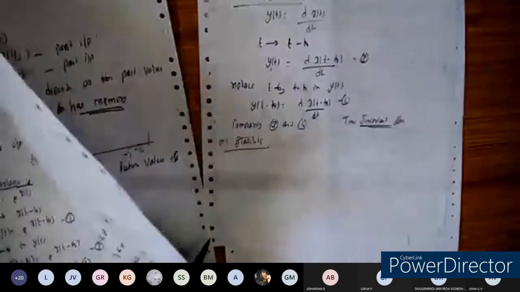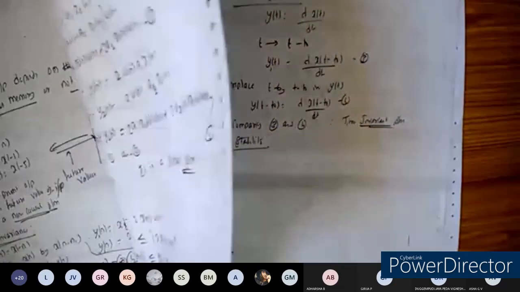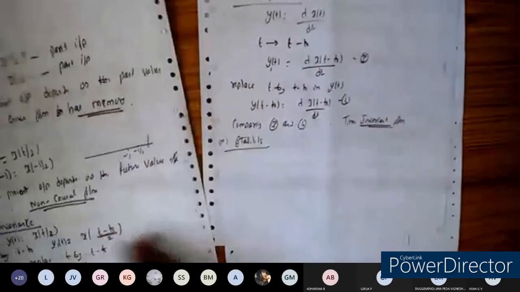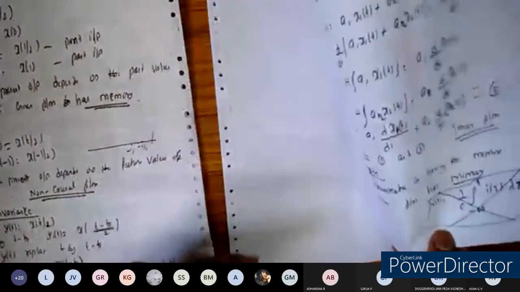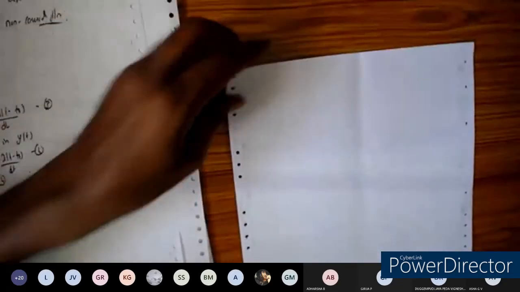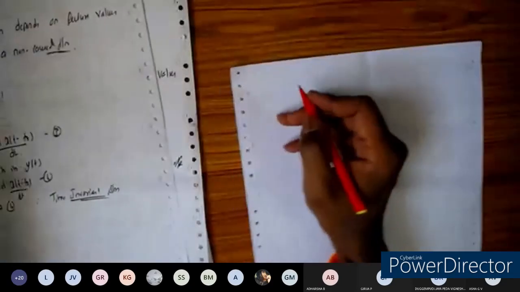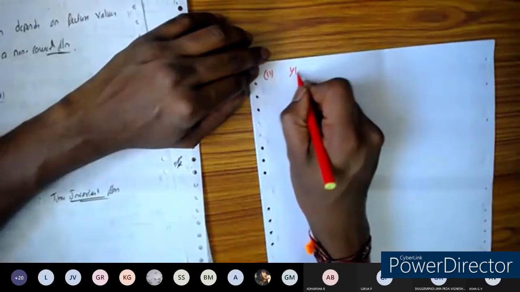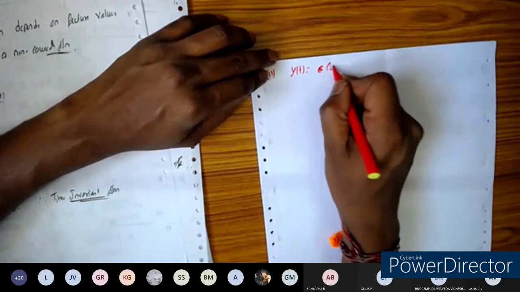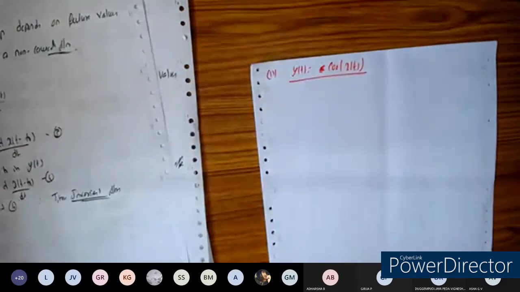Okay, so we'll go for the next problem. So far many problems are done. Let us go for the next problem here. Take problem number 11. y of t is equal to cos x of t.